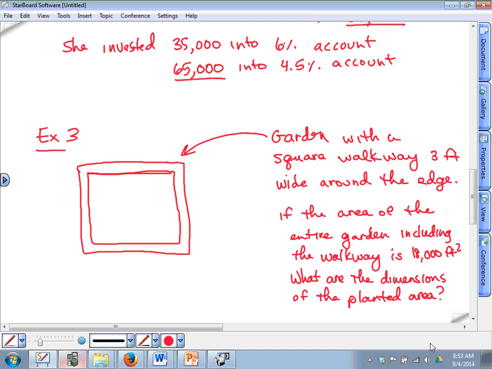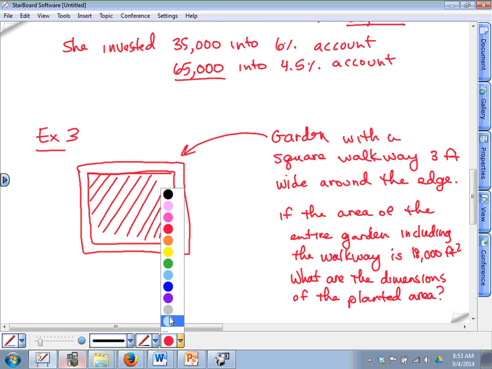That is a big garden. So this is the planted area, this one I'm highlighting here. And this is the walkway. So I'm assuming it's a square. Yeah. So this is a square garden.